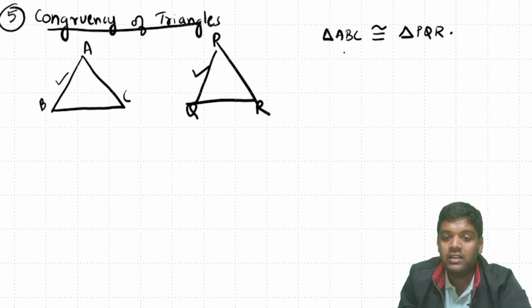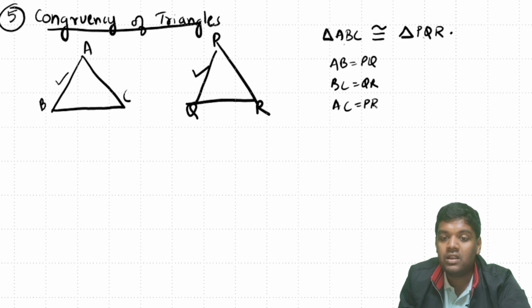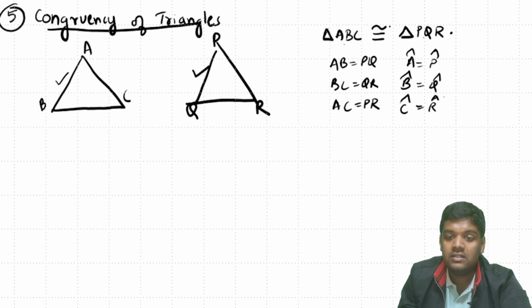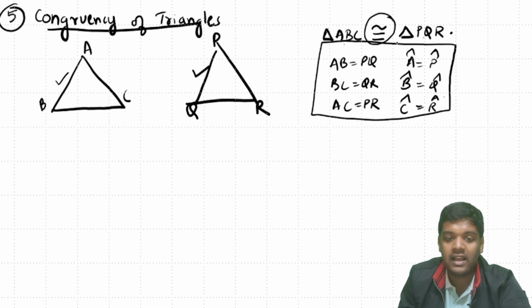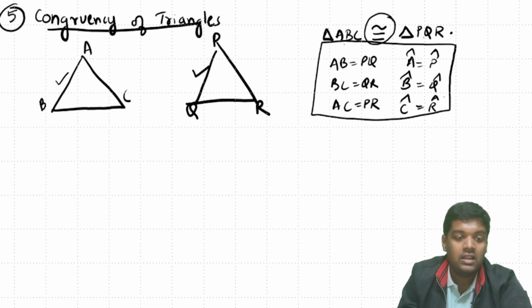For example, here if ABC is congruent to PQR, then AB equals PQ, BC equals QR, and AC equals PR. Not only this, the angles are also the same. Angle A equals angle P, angle B equals angle Q, and angle C equals angle R. Right? So this is the notation of congruent triangles, and this is the property of congruent triangles. Corresponding sides and angles are the same to each other.